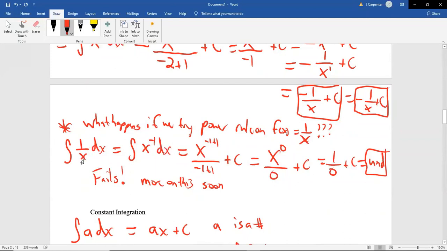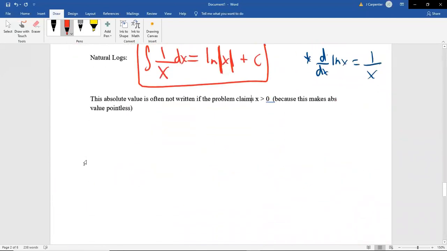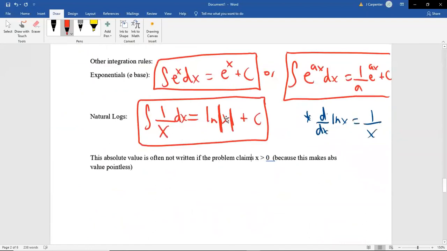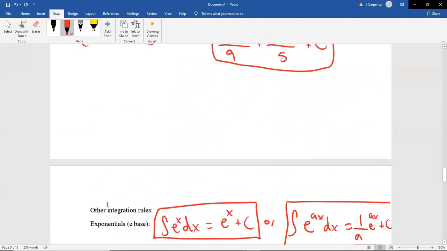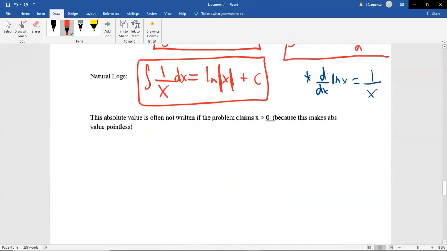Now we know that the integral of 1 over x dx is really the natural log of the absolute value of x, or the natural log of x if x is positive. Integrals of exponentials are as easy as a derivative of an exponential. The integral of 1 over x is the natural log of x because the derivative of the natural log of x is 1 over x. Let's try these out. What do we have? Example 4? Yes.